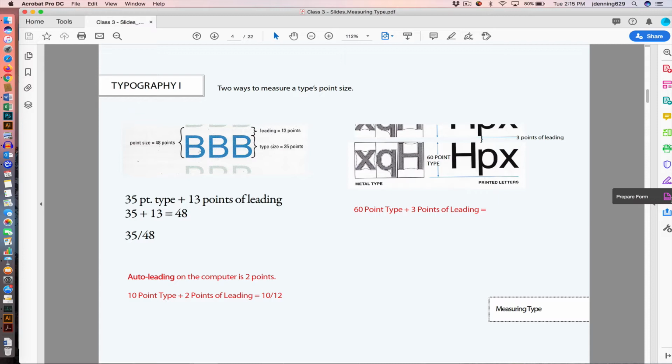If you have type that has a point size of 35 and there's 13 points of leading, we measure that as 35 plus 13 equals 48. So that would be 35 type point size, 48 for the leading, 35, 48. Auto leading on the computer is 2 points. And so that would be 10 point type plus 2 points of leading, 10, 12.